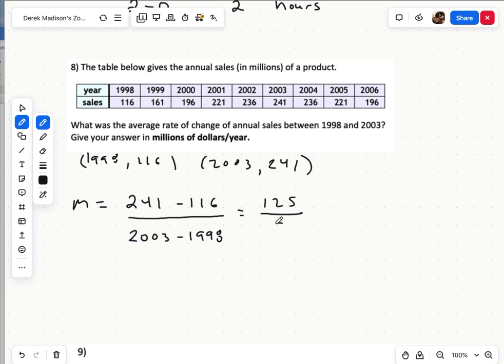That is 5 years apart. So 5 into 125 would be 25. And if we wanted units, this would be in millions per year. So in this case, the sales increased by 25 million per year on average between those 5 years.